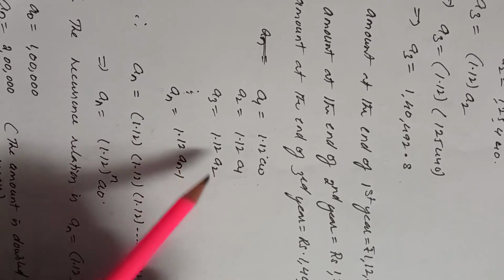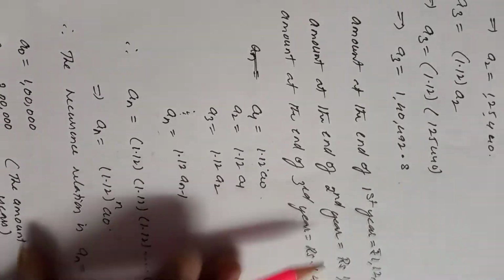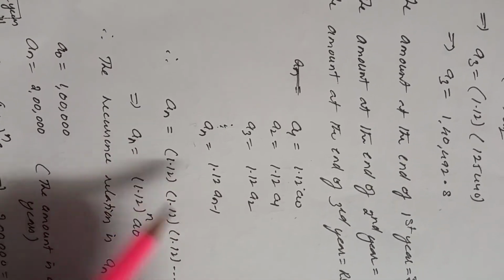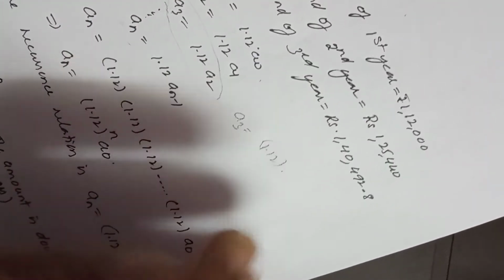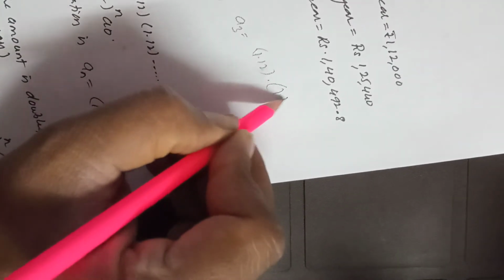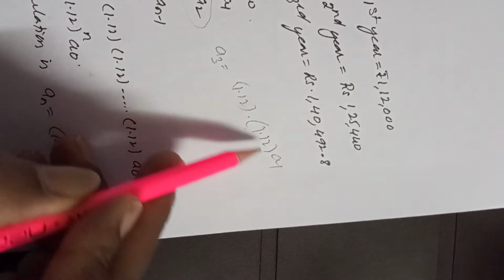Now, we know the relation a_1 is equal to 1.12 into a_0, a_2 is equal to 1.12 into a_1, a_3 is equal to 1.12 into a_2, and so on. a_n is equal to 1.12 into a_(n-1). Now, if you want to write the formula in terms of a_0, listen carefully. Suppose we want to express a_3 in terms of a_1. We know a_3 is equal to 1.12 into a_2. What is the a_2 value? a_2 is 1.12 into a_1, right? That means a_3 is equal to 1.12 into 1.12 into a_1.